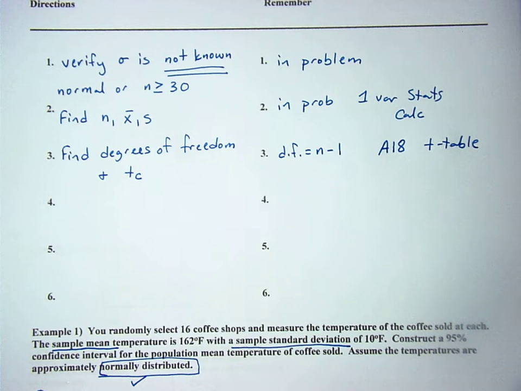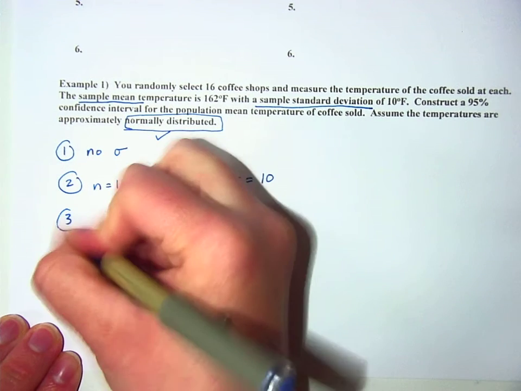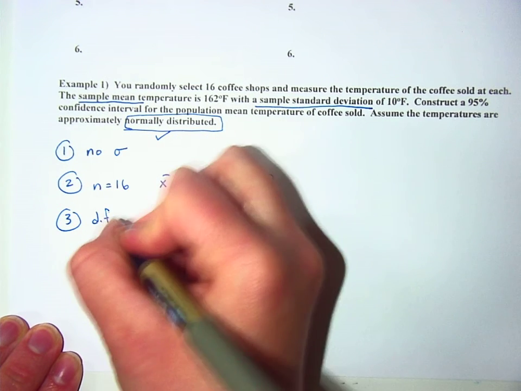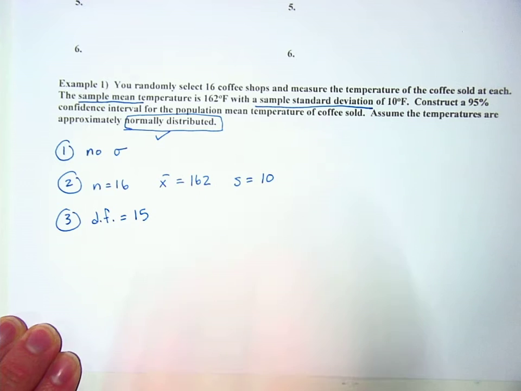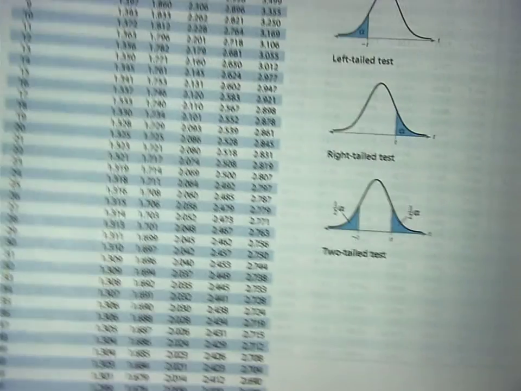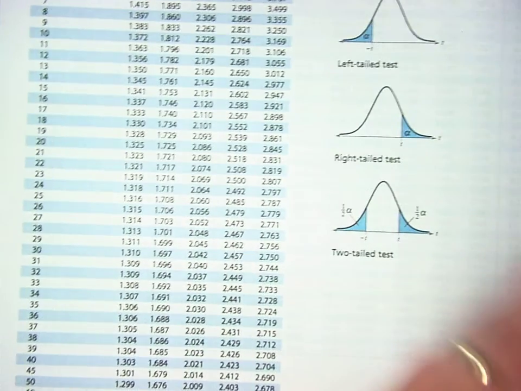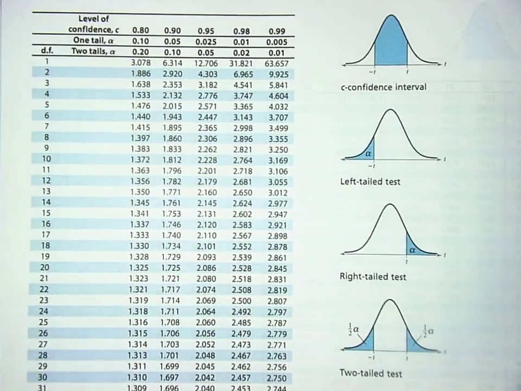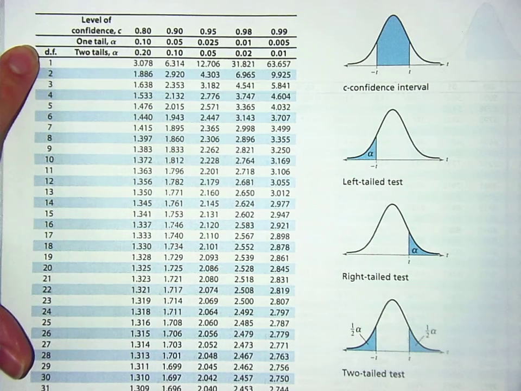Right now, for number 3, the degree of freedom for this one is 15 because the n was 16, so you just subtract 1. Then I'm going to grab my trusty statistics book. I know you have one as well. Go to page A18, which looks something like this. Do you see how it says DF right here? That's degree of freedom, and it's super easy to read.